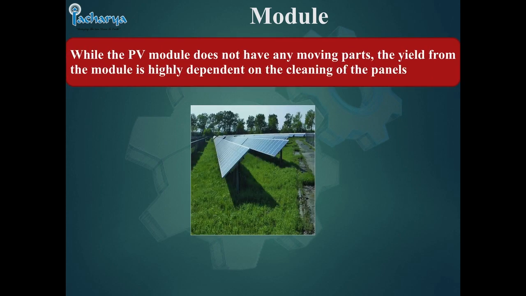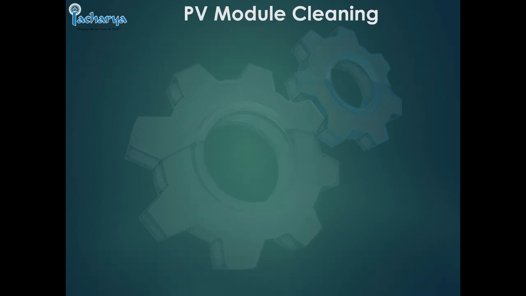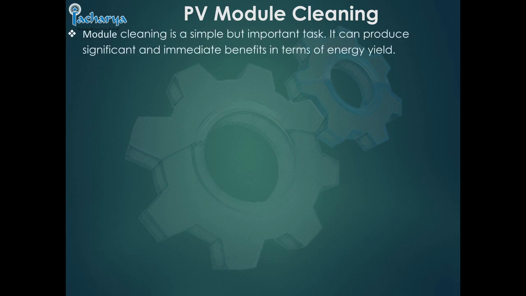While the PV module does not have any moving parts, the yield from the module is highly dependent on the cleaning of the panels. In the dusty environments of Rajasthan and Gujarat, the cleaning frequency has to be quite high. PV module cleaning. Module cleaning is a simple but important task.